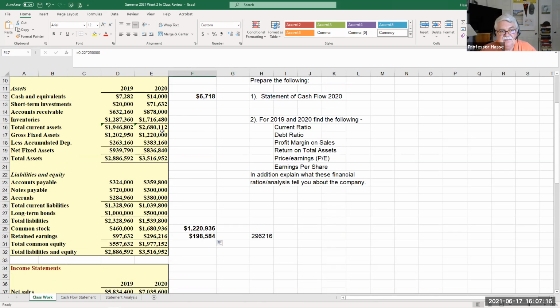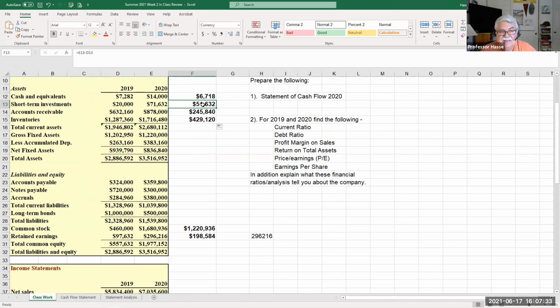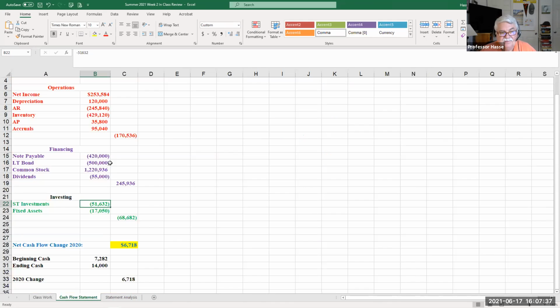And also, you take the deltas amongst all these accounts. Short-term investments, 51,632. There it is right there, 51,632. Investments went up. That means we paid cash to acquire those. That's why here it's negative cash.